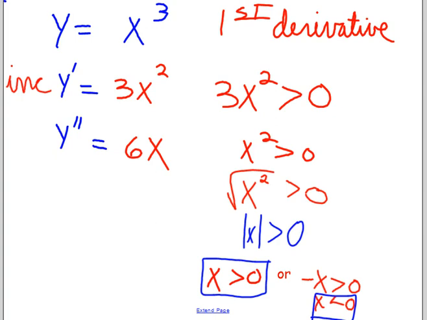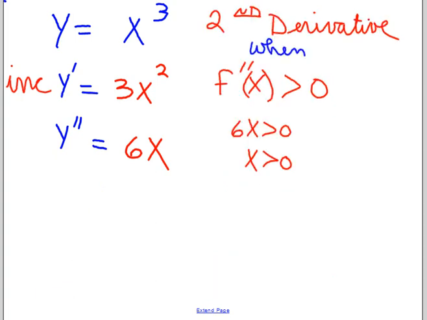So where is this function increasing? Well, it's increasing on that interval. It's increasing on that interval. Piece of cake. And we know that about x cubed, right? We know what the shape of x cubed is. That's what the first derivative tells us. Second derivative tells us about concavity.